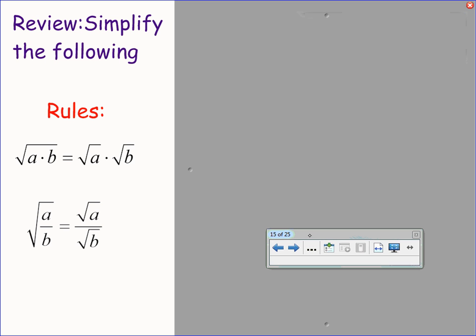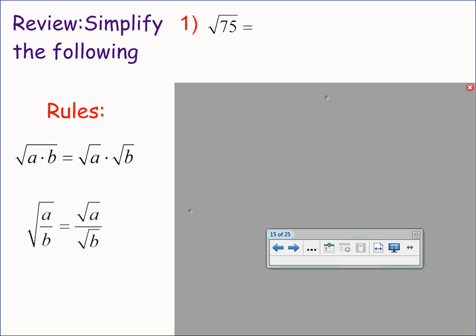So we have two different rules called the product property of radicals and the quotient property of radicals. That is, we can break up a product inside of a radical as a product of two radicals, or a quotient inside a radical as a quotient of two radicals. We cannot break up a sum or difference inside a radical as a sum or difference of two radicals. So we can't break up addition or subtraction in a radical. All right, let's go ahead and see if we can apply these properties.